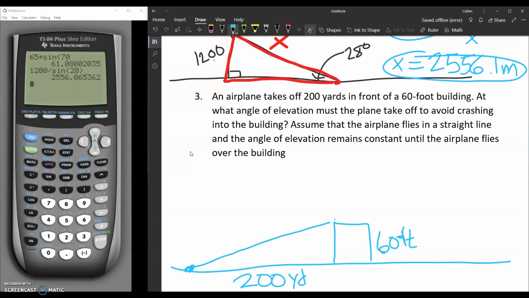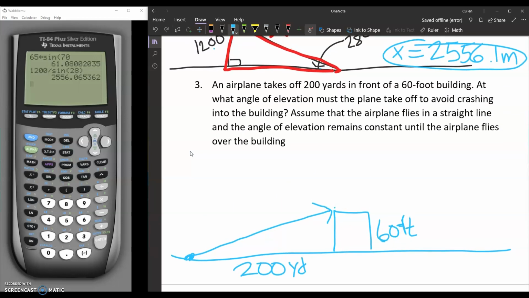So the plane is going to go this way and obviously does not want to hit the top of that building. And so assume that the plane flies in a straight line and the angle of elevation remains constant until the airplane flies over the building, because technically he could fly not in a straight line, but for this problem we're just going to imagine that it's a straight line. So here's our right triangle that we're talking about, and again the angle of elevation or depression is going to be this angle down here at the bottom of the triangle.